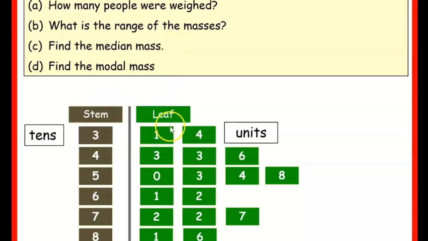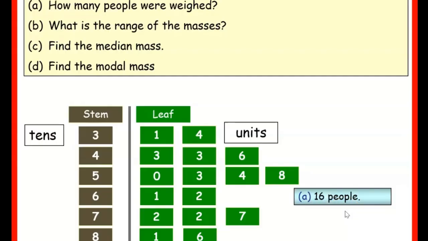We already have the stem and this is the leaf. So we will only be guided by the leaf. It is the leaf that will tell us the number of persons that were weighed, and not the stem. So let's count the leaves we have here: 1, 2, 3, 4, 5, 6, 7, 8, 9, 10, 11, 12, 13, 14, 15, and 16. So there are 16 of them. So 16 people were weighed.